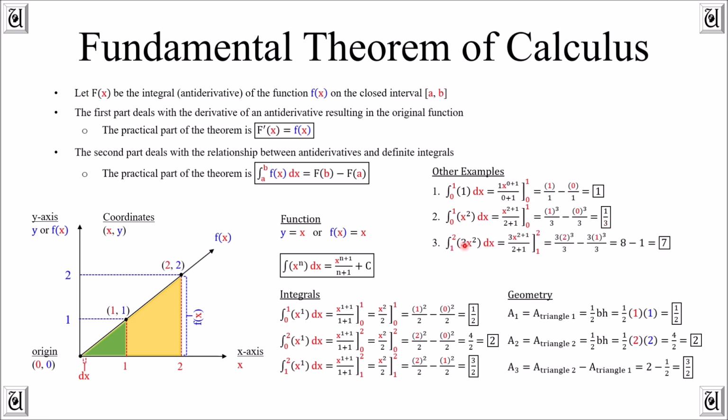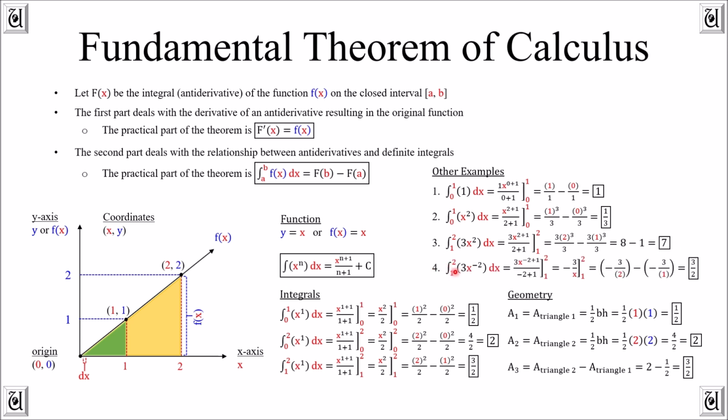Next one we could do is 3x squared, but this time we're going to go from 1 to 2, and so we get our 3x cubed over 3, but we're going to plug in 2 and 1, and so 3 times 2 cubed over 3 minus 3 times 1 cubed over 3. We end up getting 8 minus 1, which is 7.